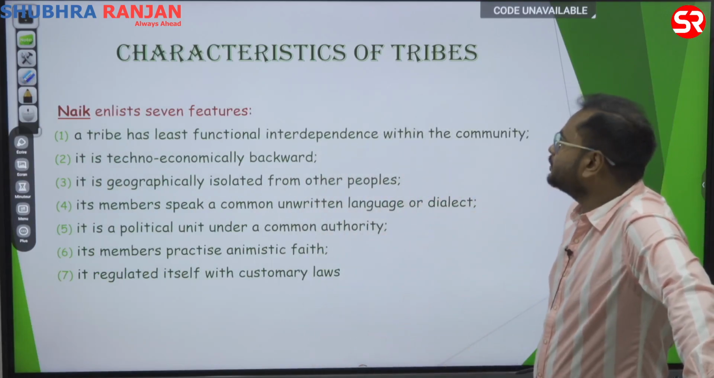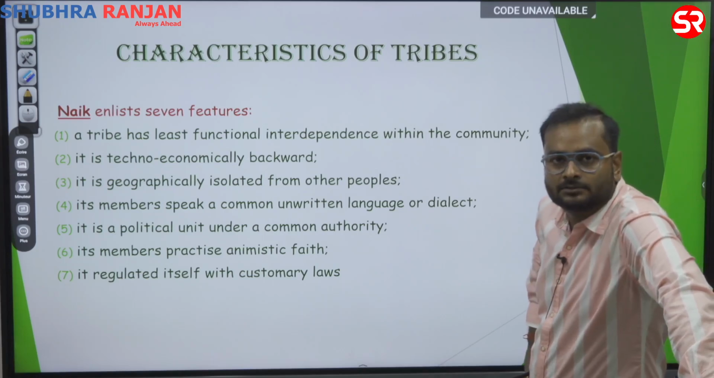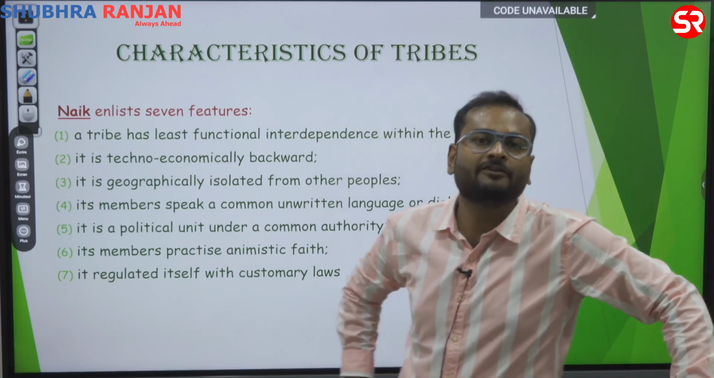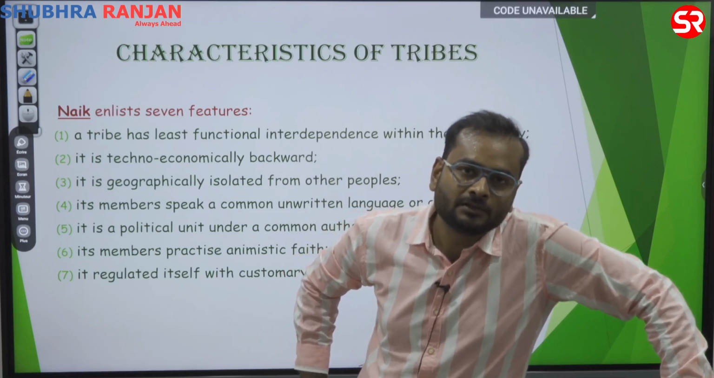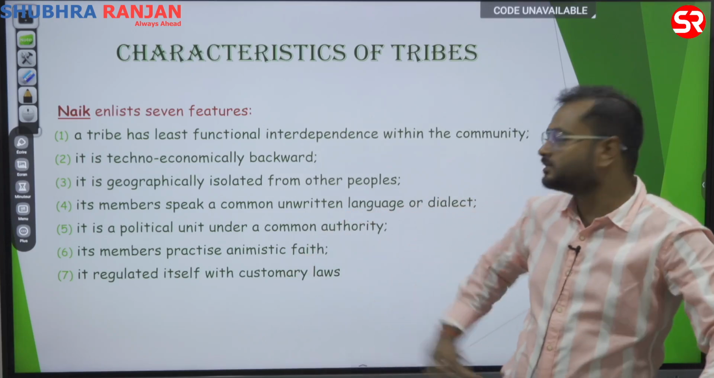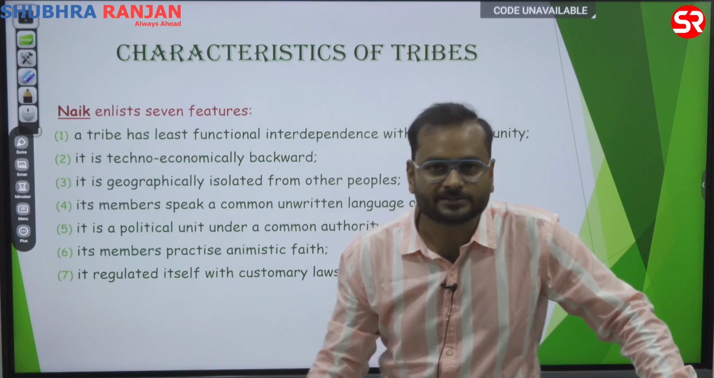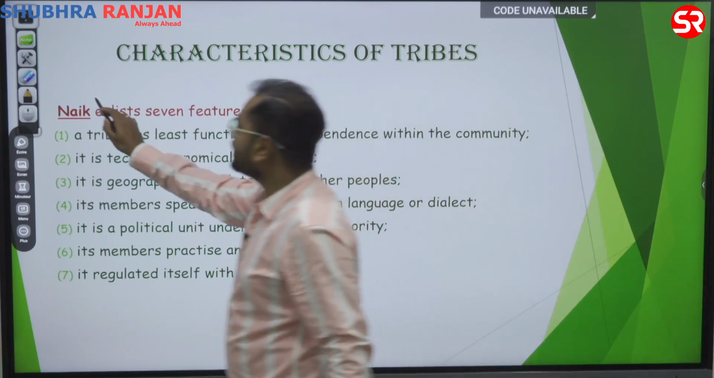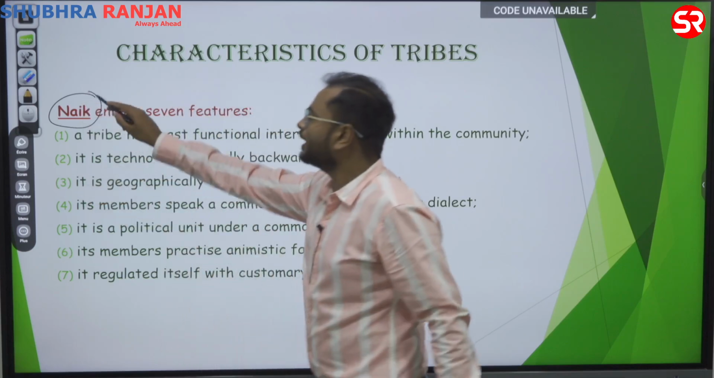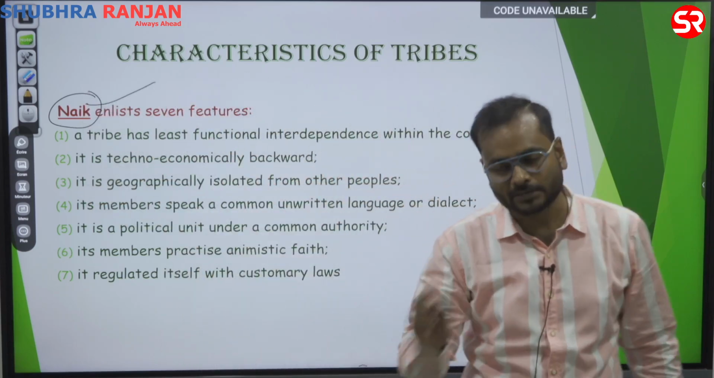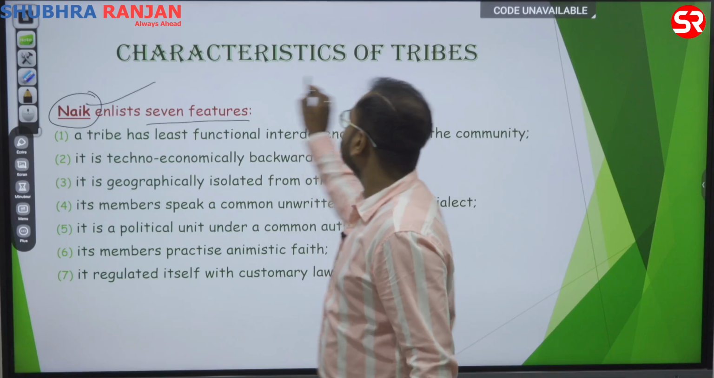Till now, the discussion of the tribes entailed a few characteristics. But is that sufficient? And is that list very exhaustive in nature? No list can be exhaustive in nature because this is humanities and there can be variation in each and every step. So, a social scientist Naik, okay, you have to mention the name of the social scientist in your answers. You have to remember it. Okay, he enlists 7 features as the characteristics of tribes.